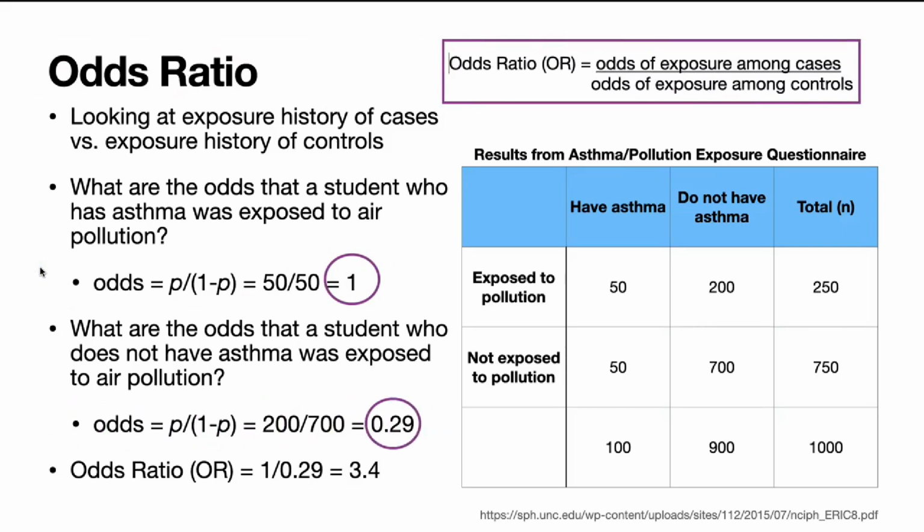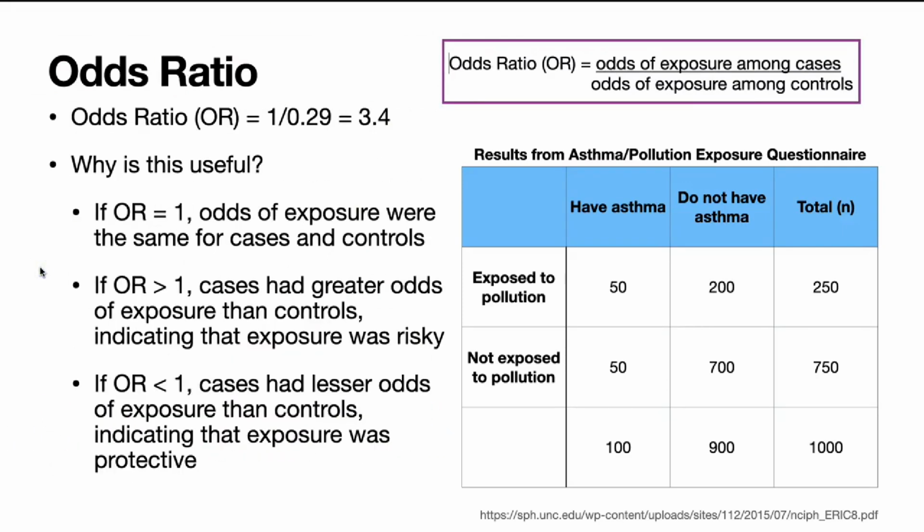Oh, this just tells you everything that I just told you. Okay, what do we do with that 3.4? So why is this useful? We have to think about how we interpret odds ratio.